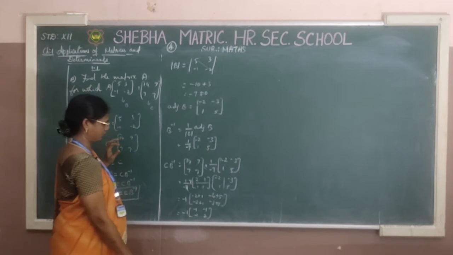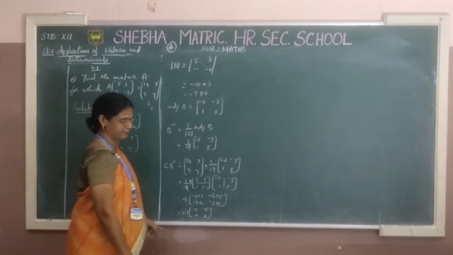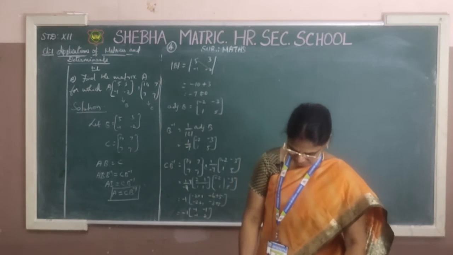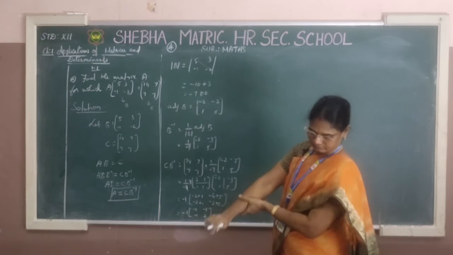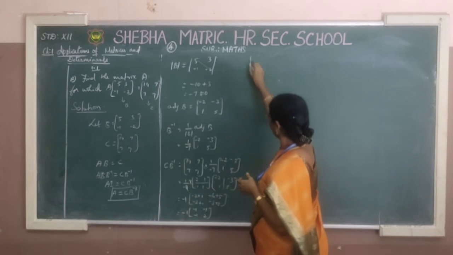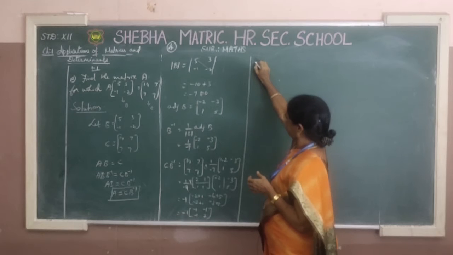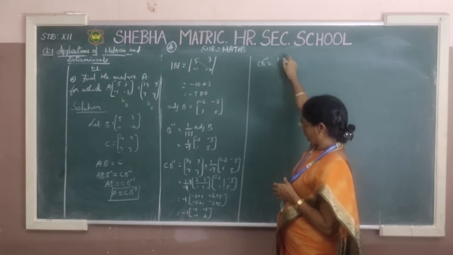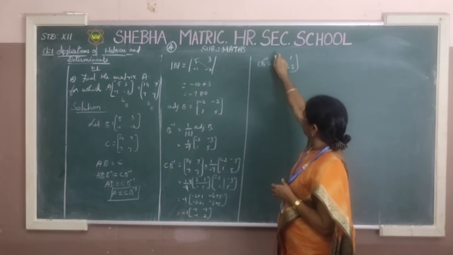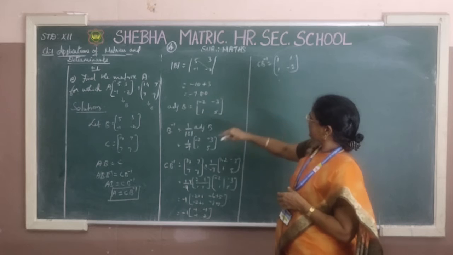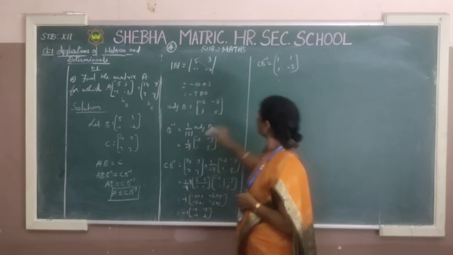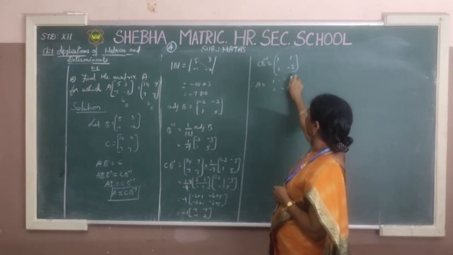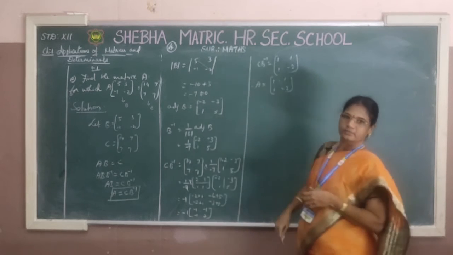So, -1 2. Now, multiplying -1 into each element inside the bracket, we get 1 1 1 -2. This is our C into B inverse, and C into B inverse is A. So, therefore, A is equal to 1 1 1 -2. Understood this? Yes?